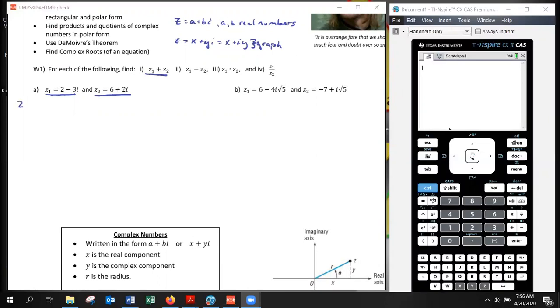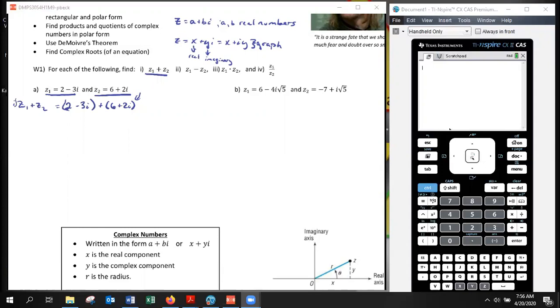If I want to take z1 plus z2, I like to line these up. First, let me write it out this way. A lot of times we'll put parentheses around those complex numbers just to represent that this is one number. This one number has a real component and an imaginary component, and together they form one actual number.